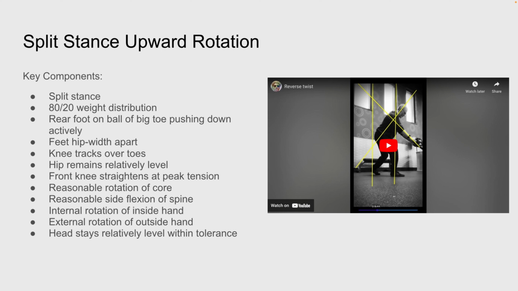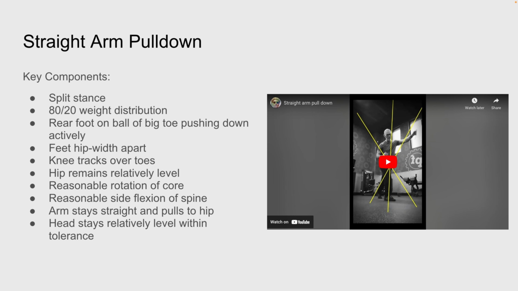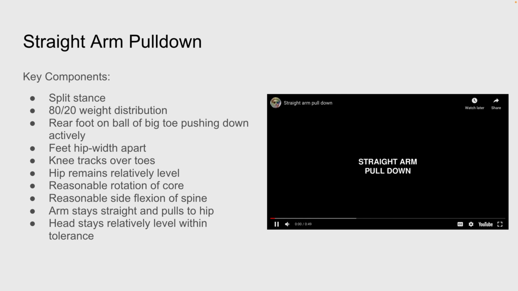It's just, I'm showing these over and over and over again, one, so that you can be familiar with the movement, but also so that you can see that the relationships don't change. So here we're going to be doing a straight arm pull down. There's side flexion involved in this. Again, we're at an 80-20 split of weight distribution. The key is that the arm stays straight, the shoulder retracts, the head stays relatively level, and that when we pull down, we're pulling down to the position of the hip, which you'll see here.